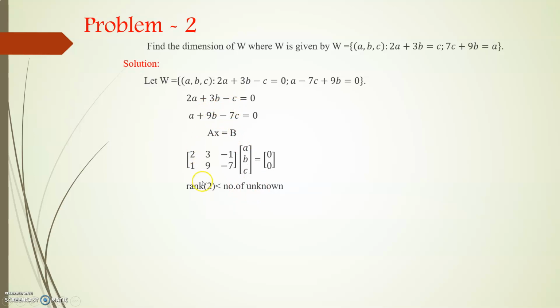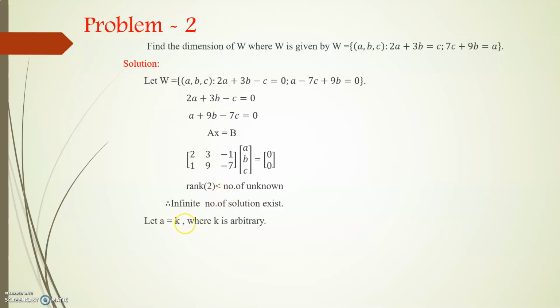The rank is 2 and the number of unknowns is 3. So rank 2 is less than the number of unknowns. Therefore an infinite number of solutions exist. If the rank is less than the number of unknowns, we get infinitely many solutions. If the rank is equal to the number of unknowns, we get a unique solution.